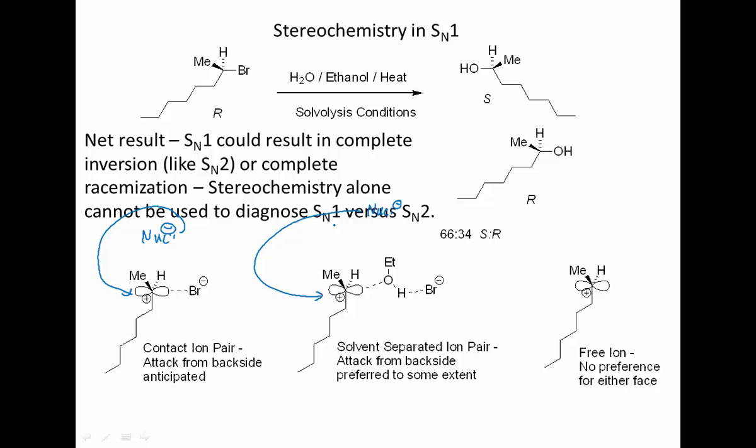The net result is that the SN1 could result in complete inversion like an SN2, or a complete racemization. Somewhere between 100% inversion and 100% racemization is what you're going to get. Stereochemistry alone cannot be used to diagnose SN1 versus SN2. I guess if you got 100% racemization, you could say it was an SN1. But if you got 100% inversion, that would not rule out the possibility that it's also an SN1.